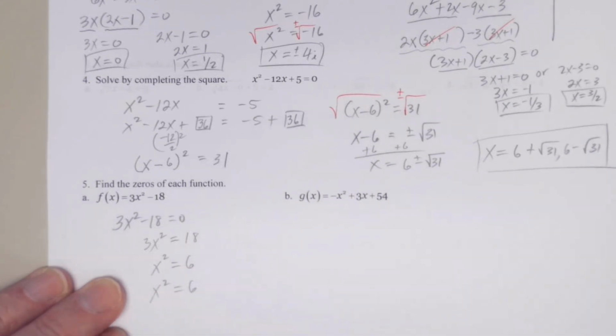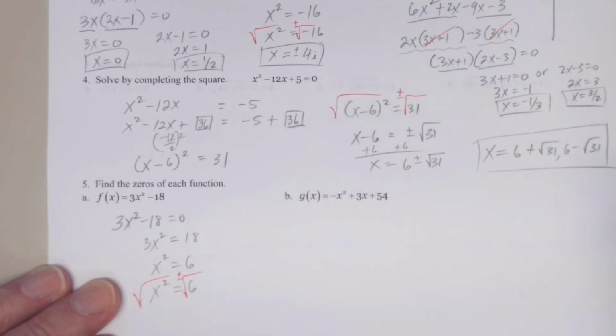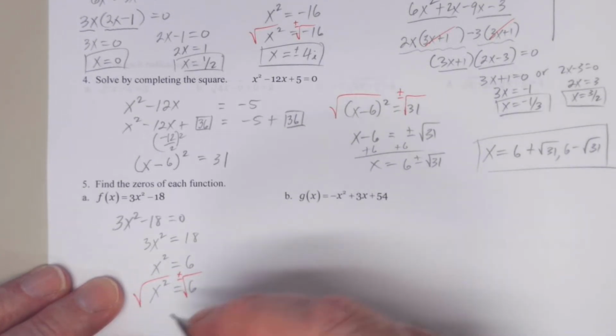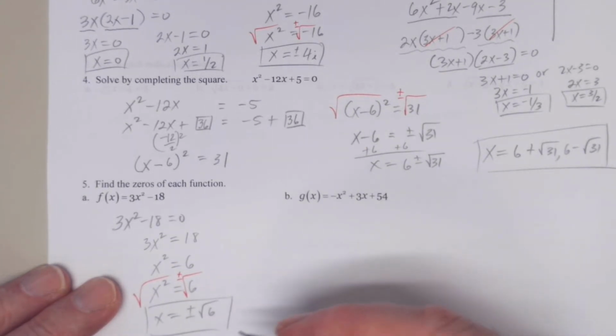Again, I'm going to rewrite it so you can see my steps. I'll take the square root of both sides. Don't forget your plus or minus. We get x equals plus or minus the square root of 6. So again, we have two answers, the square root of 6 and negative square root of 6.